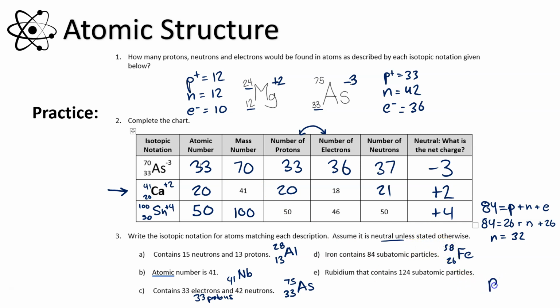If you do all of the same stuff with this description here, rubidium that has 124 total subatomic particles, you get Rb 37 87. That also wraps it up for this lesson on ions and isotopic notation.